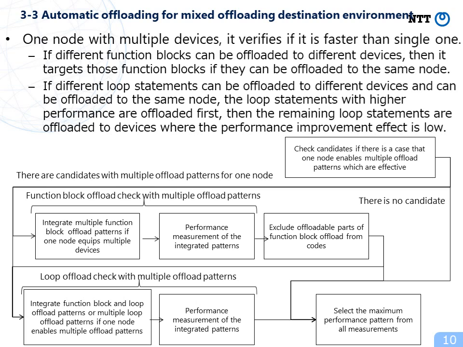3.3. Automatic offloading for mixed offload destination environments. If there is one node with multiple devices, it verifies whether it is faster than a single one. For example, one node has a GPU and many core CPU. If different function blocks can be offloaded to different devices, then it targets those function blocks if they can be offloaded to the same node. If different loop statements can be offloaded to different devices and can be offloaded to the same node, the loop statements with higher performance are offloaded first.